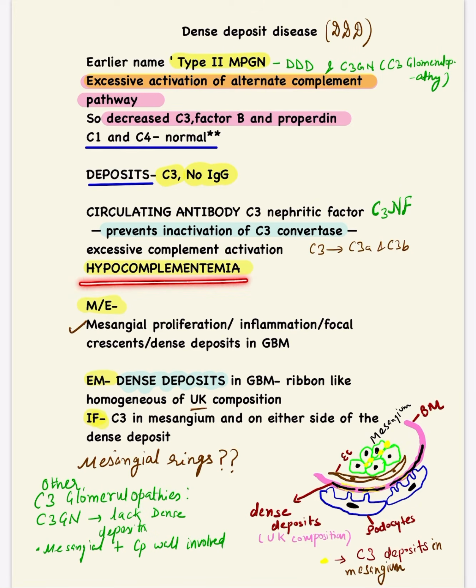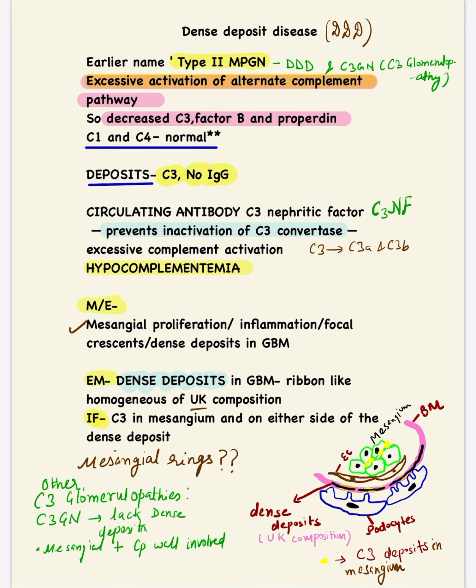This will lead to hypocomplementemia, and this is an important feature of dense deposit disease. So the deposits in the basement membrane are the dense deposits. The nature and composition of these dense deposits is unknown, and on either side of the dense deposits there is deposition of C3 without any deposition of IgG.